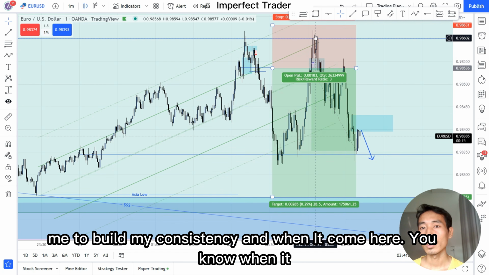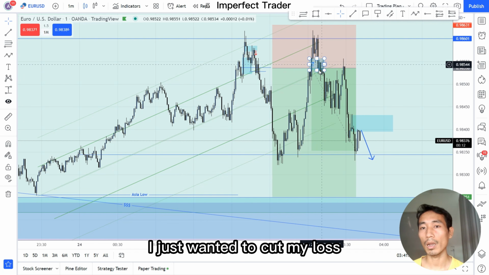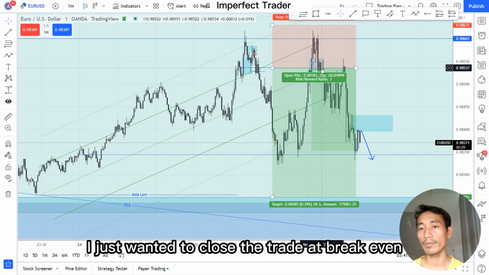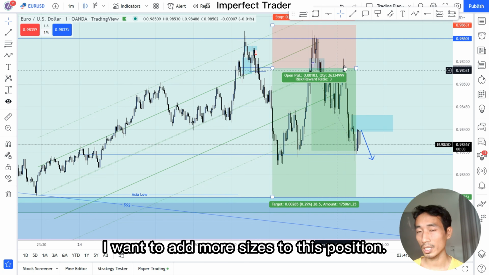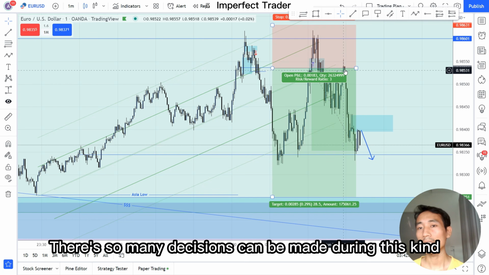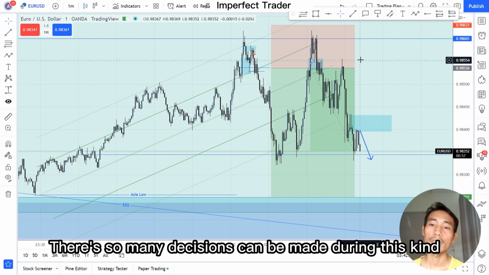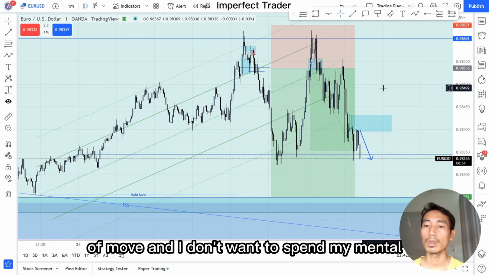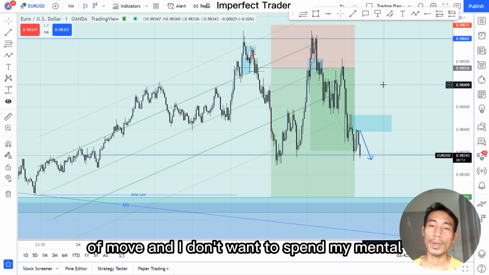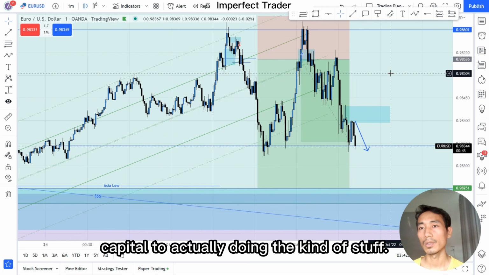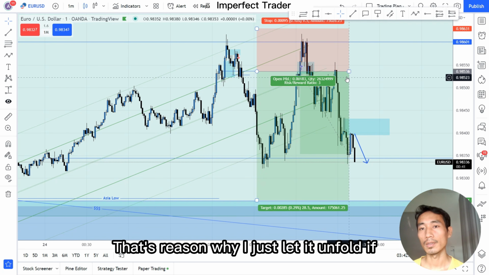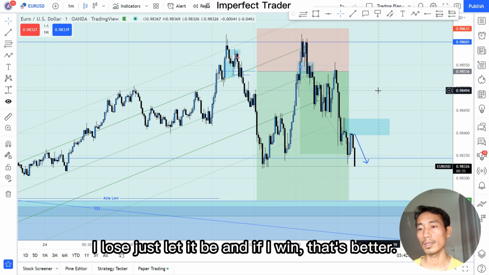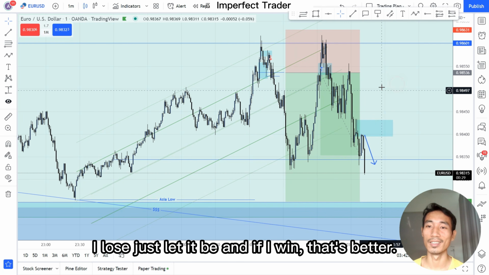And when I come here and it returns here, I just want to cut my lot. I just want to close the trade at break even, and then eventually it should go here, and then I want to add more size to this position. There are so many decisions that can be made during this kind of move, and I don't want to spend my mental capital doing that kind of stuff. That's the reason why I just let it unfold. If I lose, just let it be. If I win, that's better.